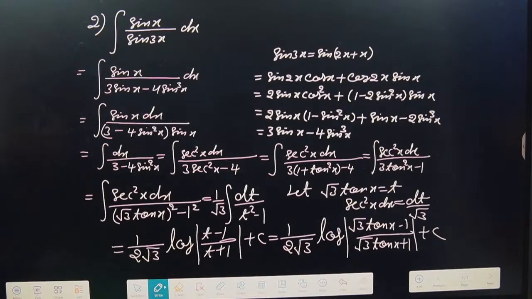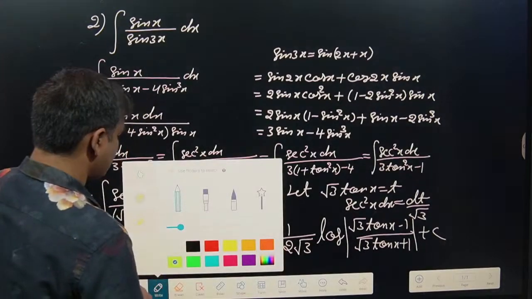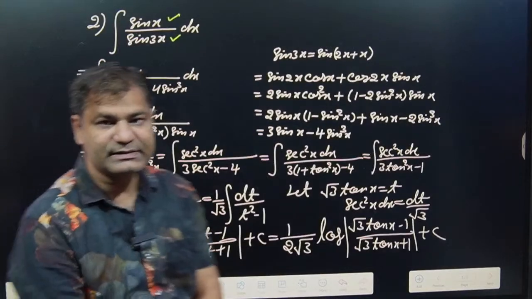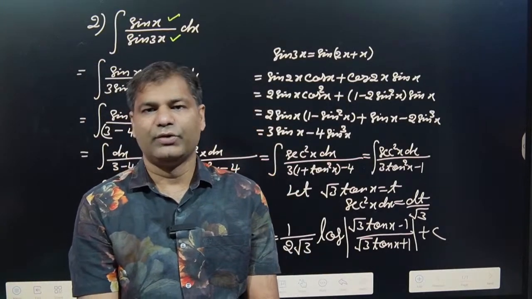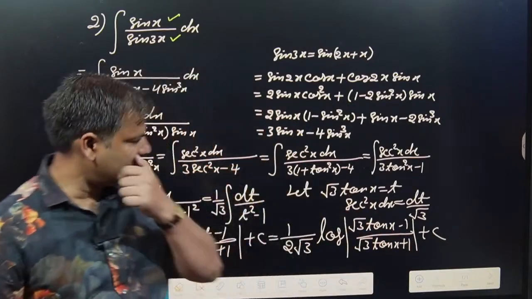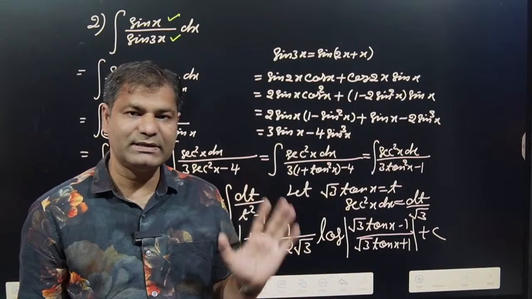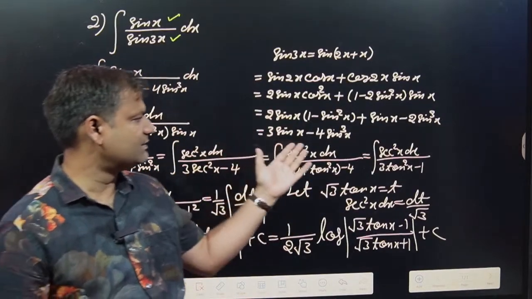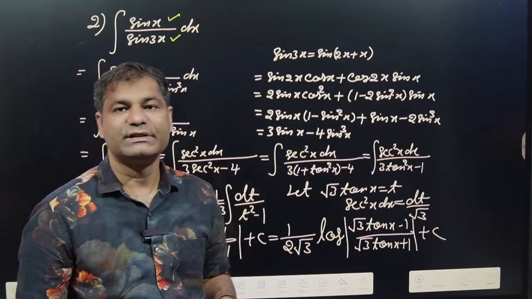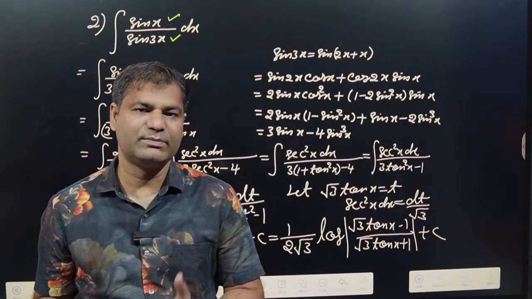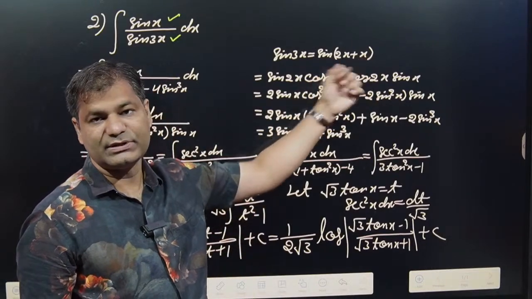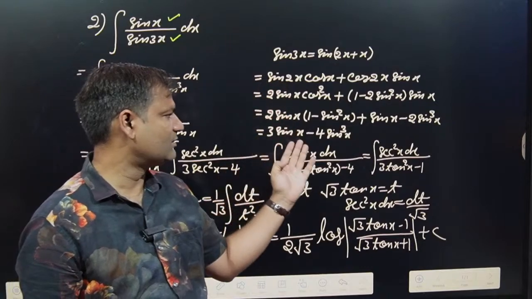Now look here. I will explain again. Here sin x upon sin 3x dx is given. Then how can we solve? First of all, if you don't know the formula for sin 3x, then if you know it, directly use that. Otherwise, how can we get this formula? Simply sin of a plus b is sin a into cos b plus cos a sin b. So a is 2x and b is x. So using that formula, finally we got that.